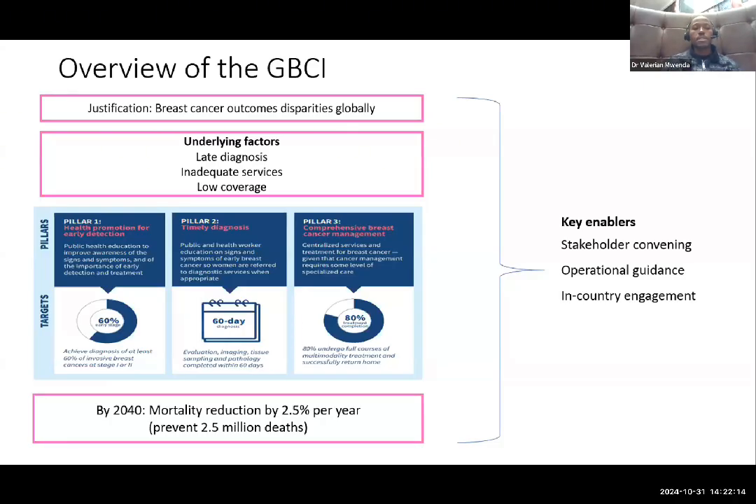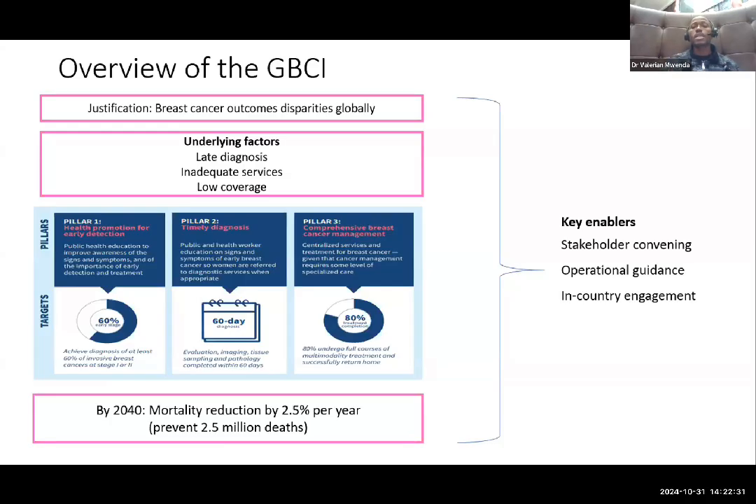Pillar one, the first pillar, targets the first interval, which is health promotion for early detection. So basically, public health education to improve awareness of signs and symptoms to ensure that women are able to seek care early.